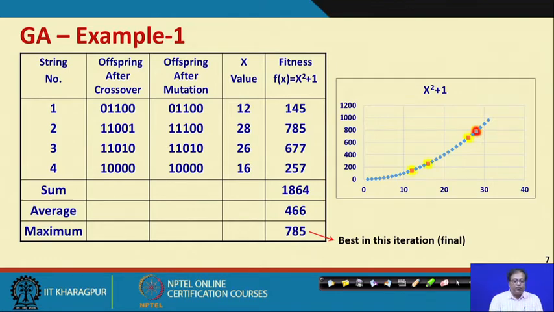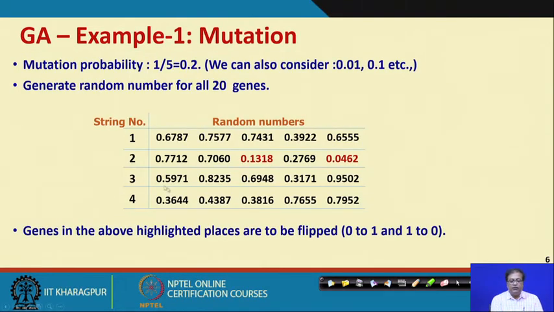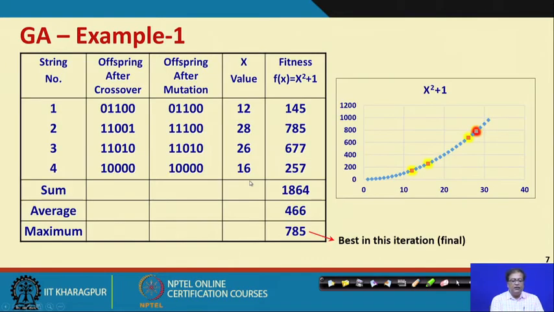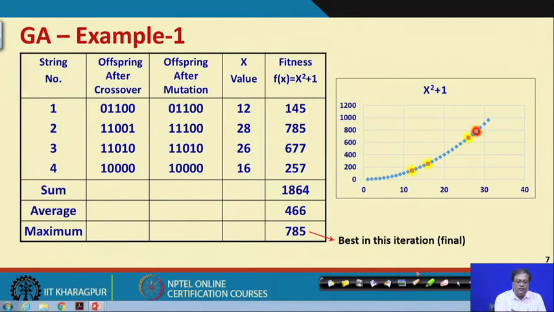You can see what the positions are. The second string, third and fifth. So, this is the second string. In the second string, the third and the fifth genes had mutation. What is that mutation? 0 becomes 1 and 1 becomes 0. Is it all right? That is how the offspring has become after mutation.